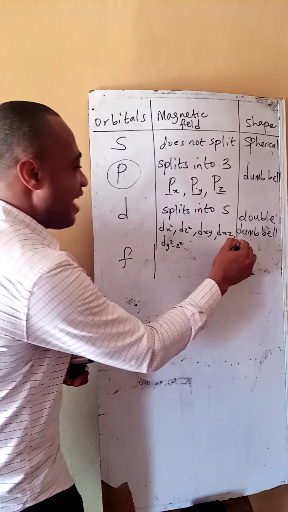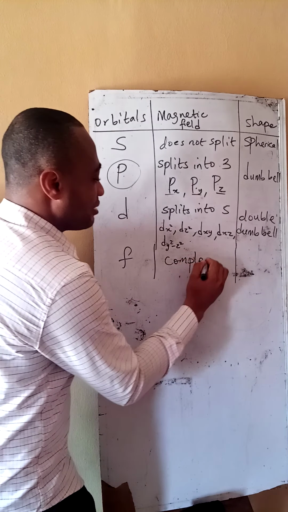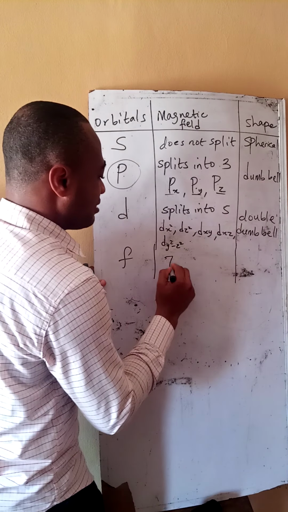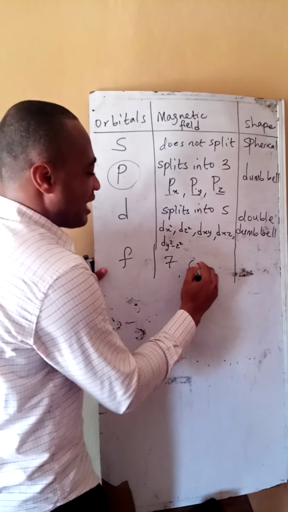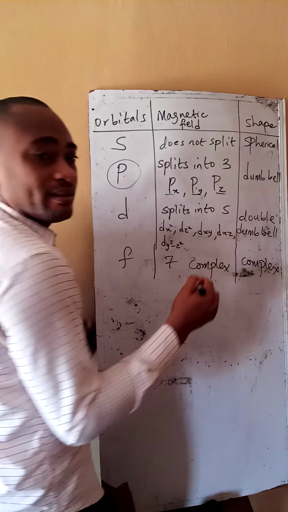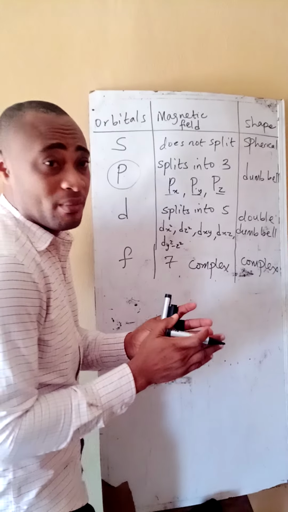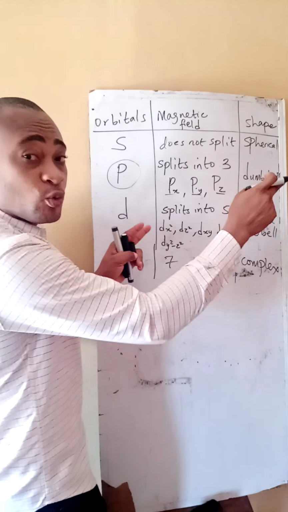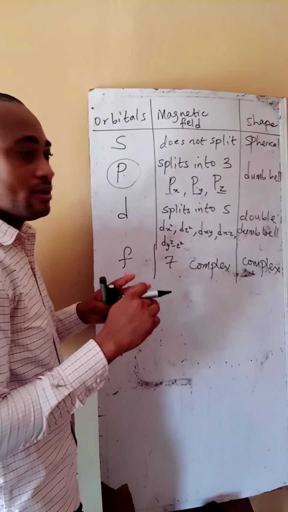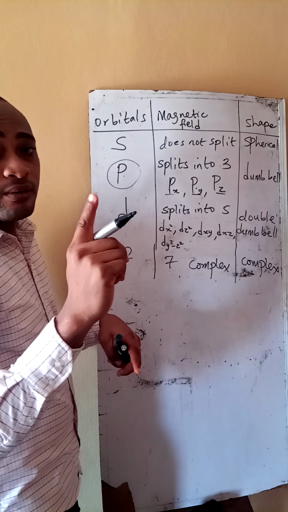Now the last orbital, the F, that's the fundamental. This one is complex. It will split into how many? Majorly 7. And the 7 of them are said to be complex. The shape of these is also complex. So these are the splitting patterns. So if I'm going to draw an orbital diagram that will involve D, the D part will have 5 sections. The F part will have 7 sections. The P part will have 3 sections, while the S will remain 1.